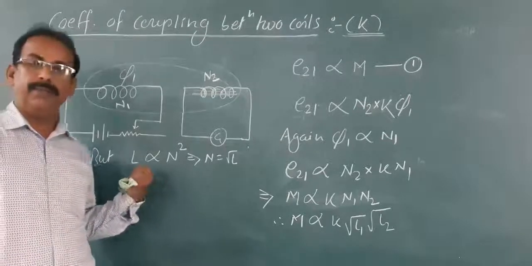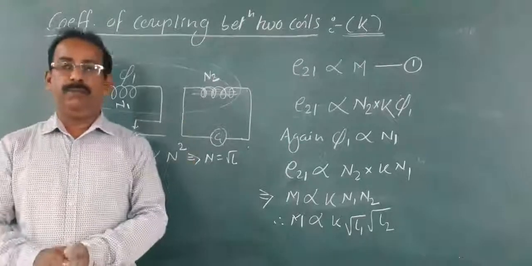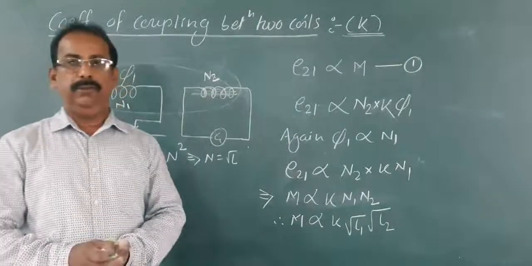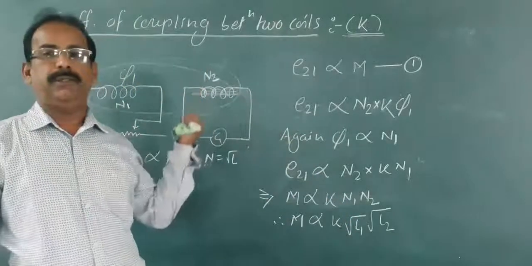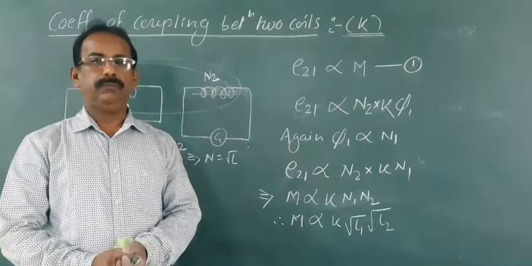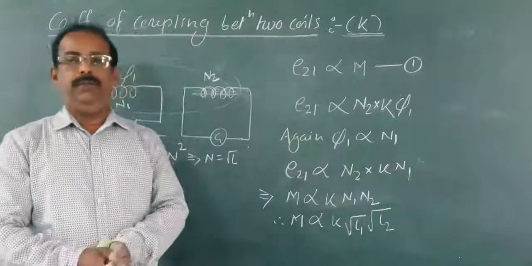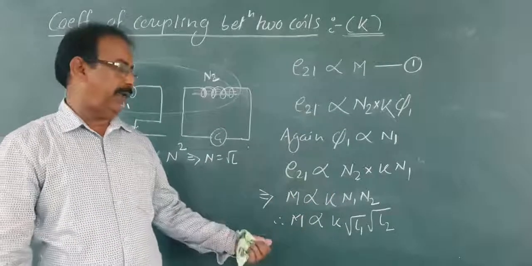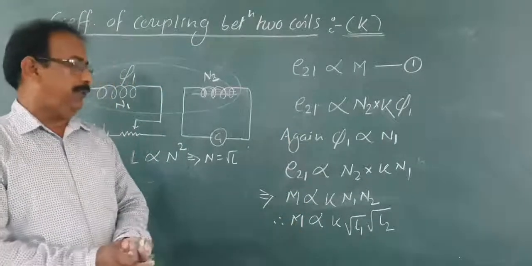This we already studied in self-induction. Self-inductance is proportional to square of number of turns. Means N we can write proportional to root L. N1, number of turns of primary. Suppose self-inductance of that primary coil is L1. Then we get this N1 proportional to root L1, N2 proportional to root L2. Means we can write here M proportional to root L1 into L2.